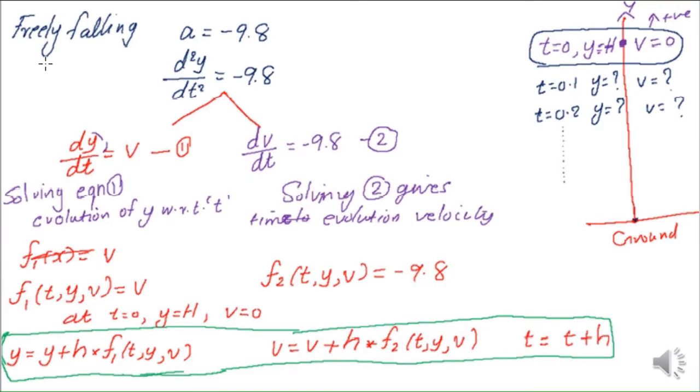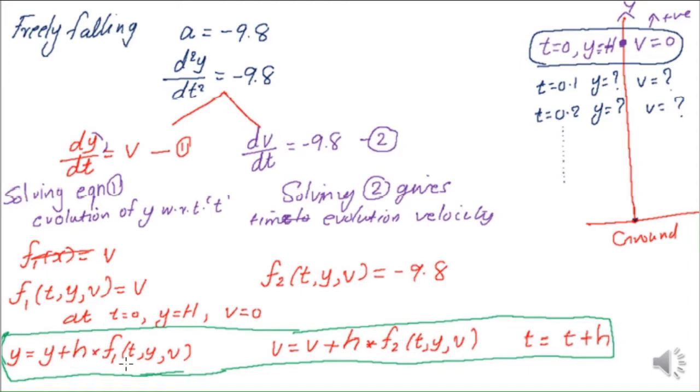Okay, let us recall freely falling object. We have already discussed that in the previous video, and the differential equation which represents a free falling body is d square y by dt square equal to minus 9.8. We resolved that into two differential equations, dy by dt as v and dv by dt as minus 9.8. We then solved equation 1 to get the new value of y, and equation 2 to get the new value of v, and we have these equations.